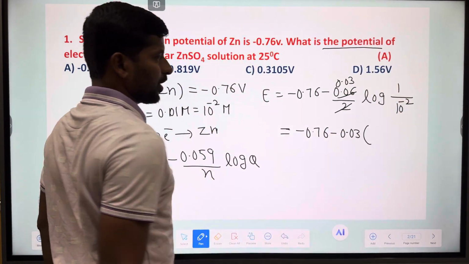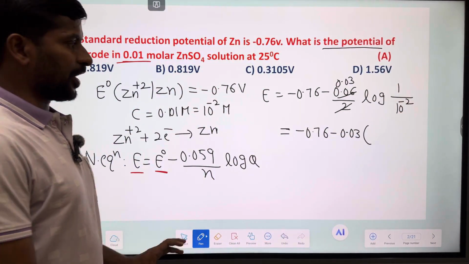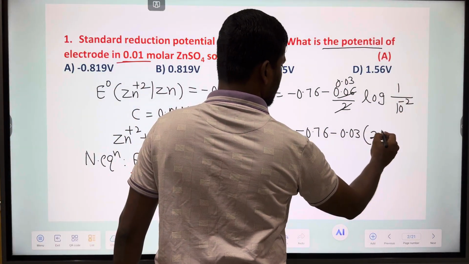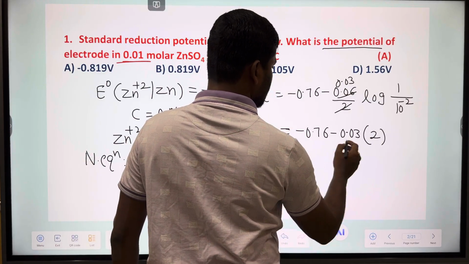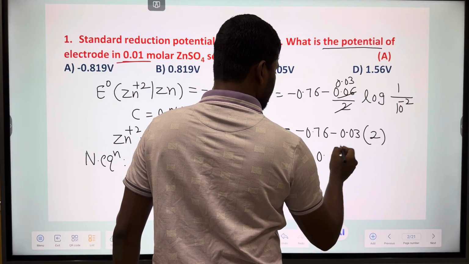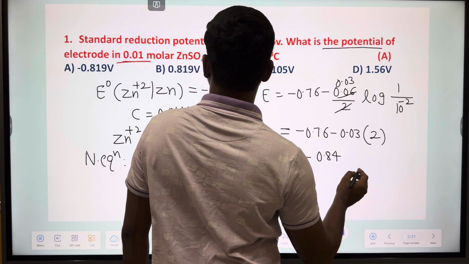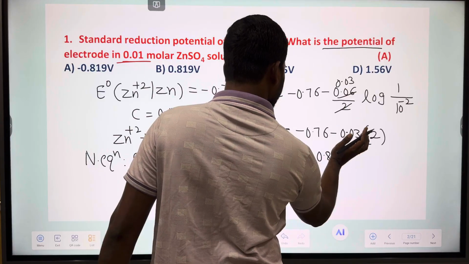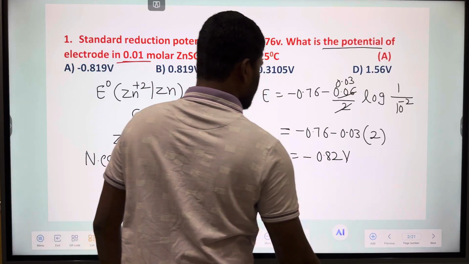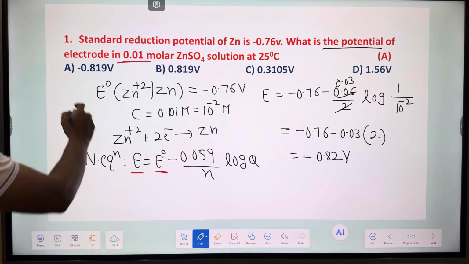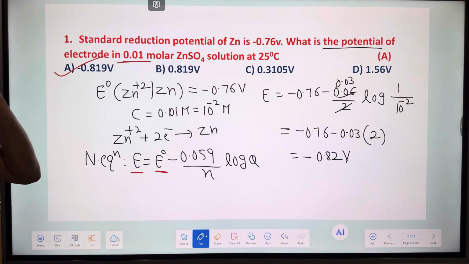If you bring this to the numerator, log 10 power plus 2. Log 10 power n is n. So minus 0.76 minus 0.06. That means nearly we are getting minus 0.82. Sorry, nearly we may get minus 0.82 volts. And that is, option A is correct.